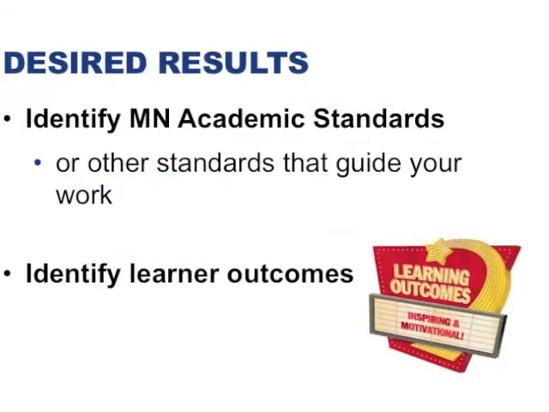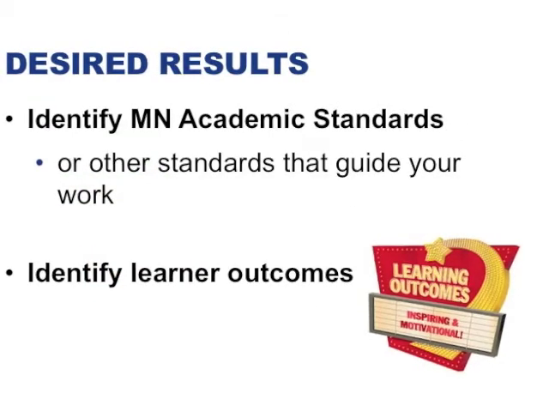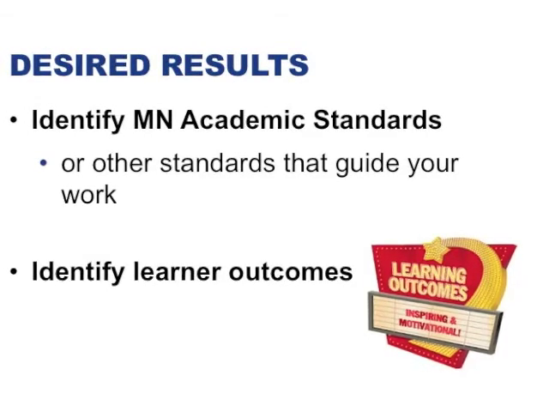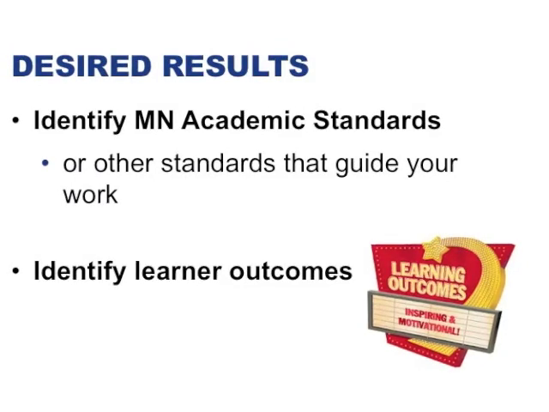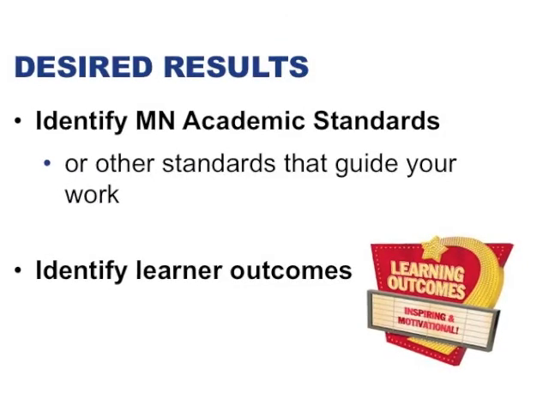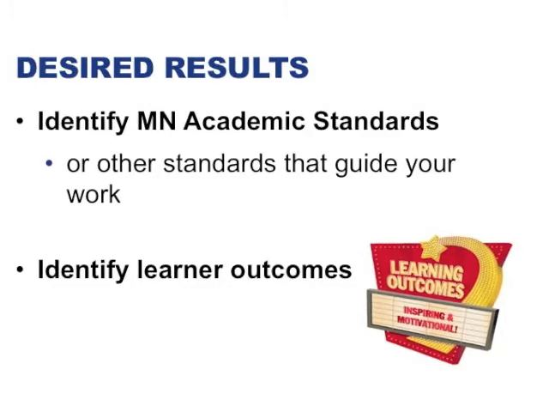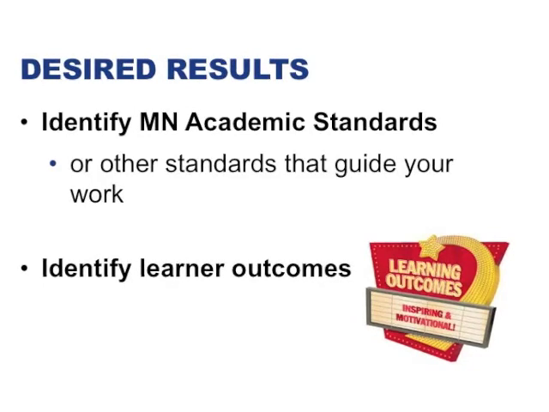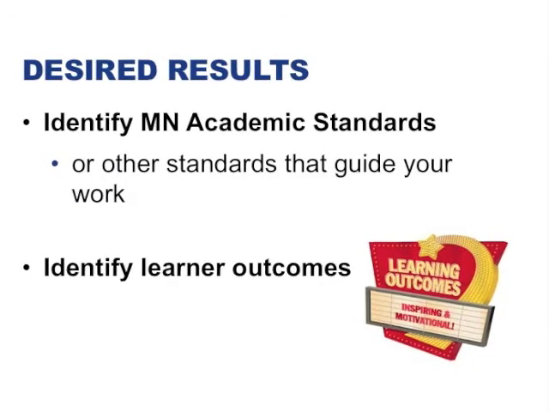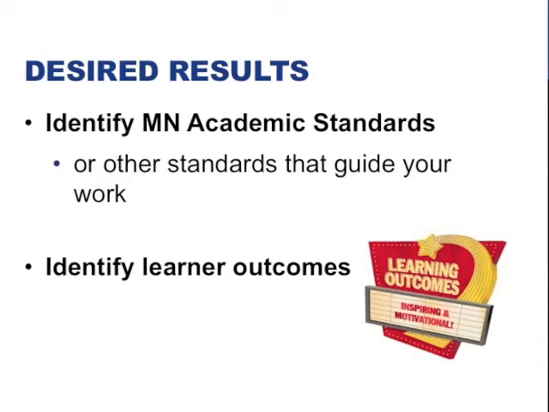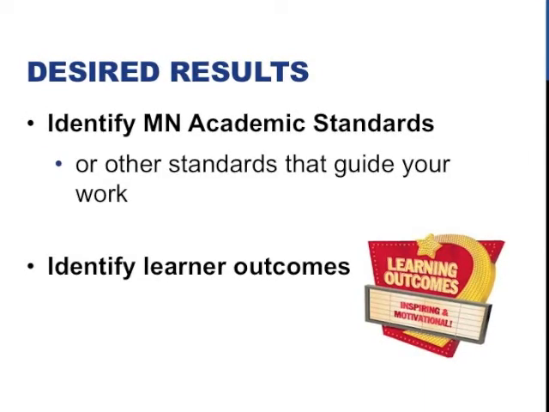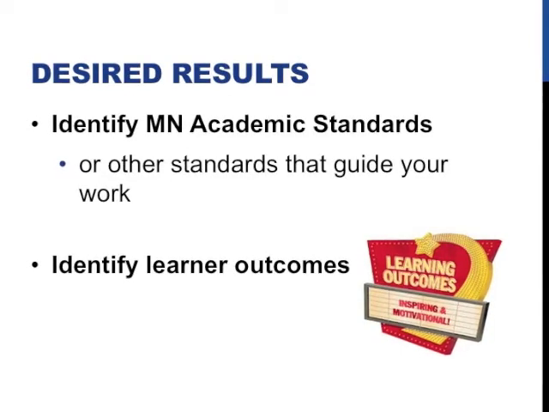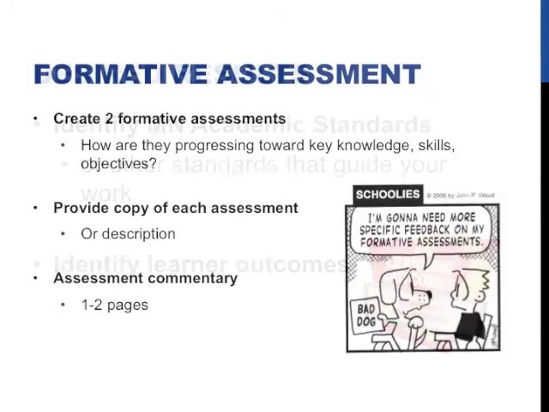The next piece is identifying our desired results. What exactly is it that we want this unit to do? At the end of this unit, we want our students to know and be able to do what? So for those of you teaching in K-12 settings, this is where you will identify the specific standards that this unit will meet. If you're outside of that setting, think about the different standards or objectives or goals that guide some of the work that you do. And then you're going to identify the specific learner outcomes.